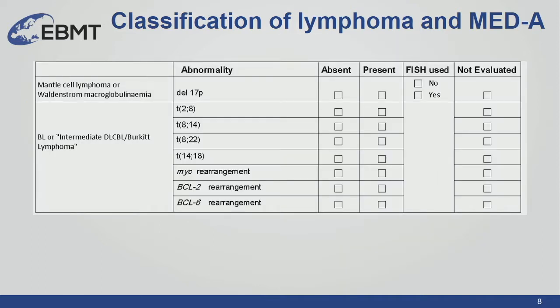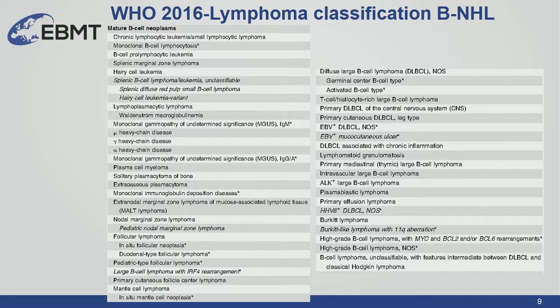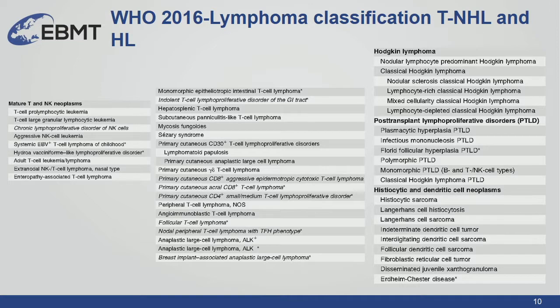So as I said before, the more that we learn about, for example, genetic characteristics, that sometimes results in a different entity. For example, in the current MED-A, we ask about the presence of these chromosomal abnormalities, BCL2 or BCL6 rearrangement. And now we know that if those are positive, what we actually have is a different type of lymphoma called high-grade lymphoma with MYC and BCL2 rearrangement. This is the current classification, the 2016, only of B-cell lymphomas. And you can see this new entity that if we had not collected the data on the rearrangements, we wouldn't be able to identify it. And this is the rest of the current lymphoma classification, the T-cell lymphomas and Hodgkin lymphomas.